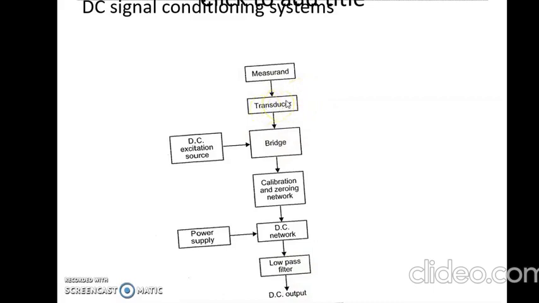Now this strain gauge measures the applied force or pressure in terms of change in resistance. So let us consider force or pressure as the measurand and the transducer as a strain gauge. The output of the strain gauge is the change in the resistance. That change in the resistance is measured by means of a bridge like a Wheatstone bridge. So obviously the Wheatstone bridge requires a DC excitation source.